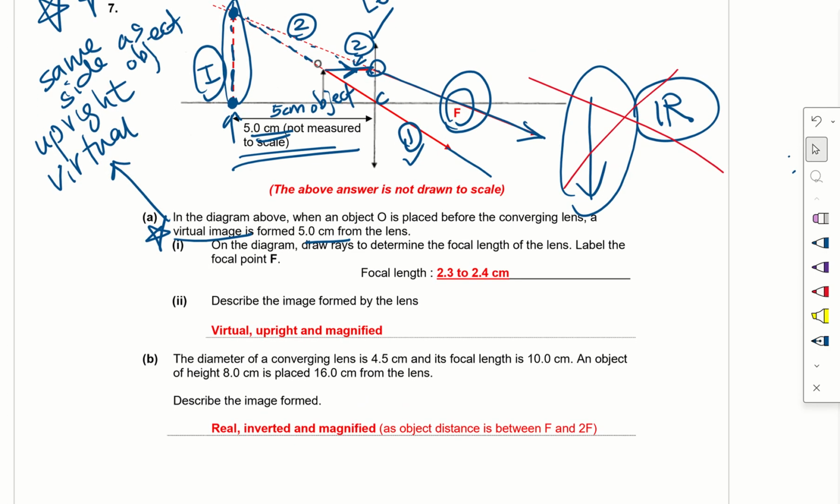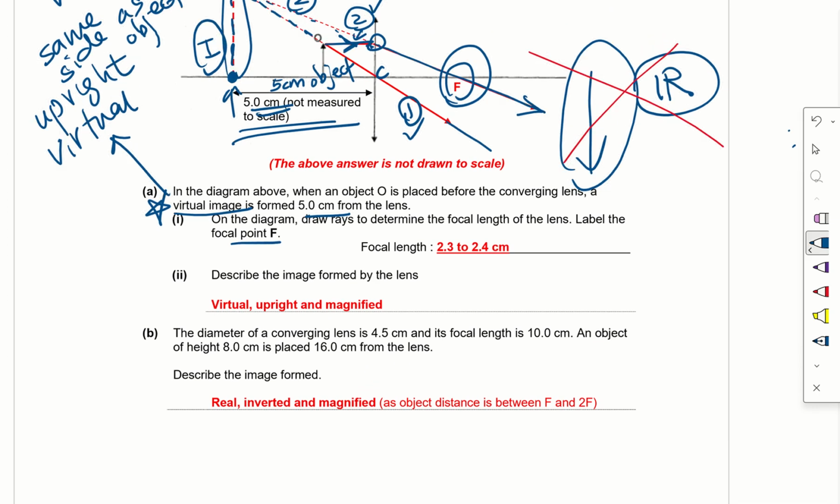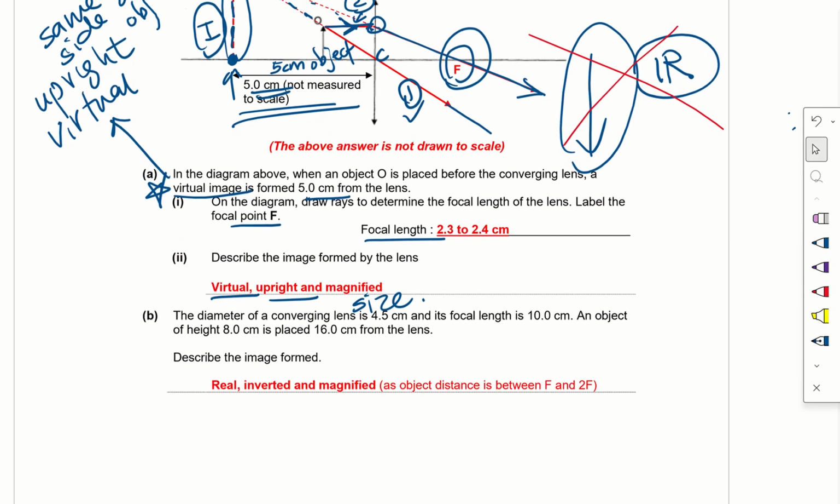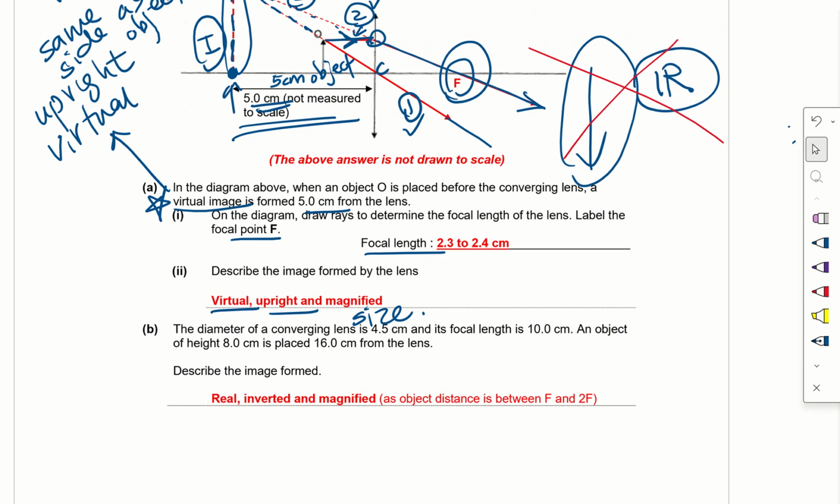Once I know my focal point, I can measure the focal length, which is the distance from the optical center to the focal point, and describe the image formed. It must be virtual, upright, and lastly the size, which is magnified. Now the diameter of a converging lens is 4.5 cm, and its focal length is 10 cm. An object of height 8 cm is placed 16 cm from the lens.